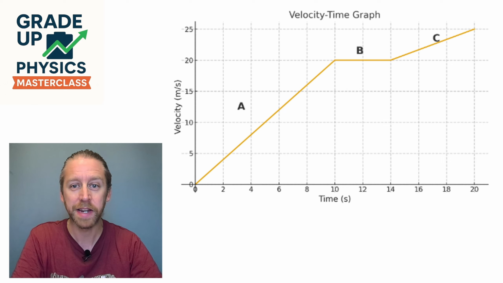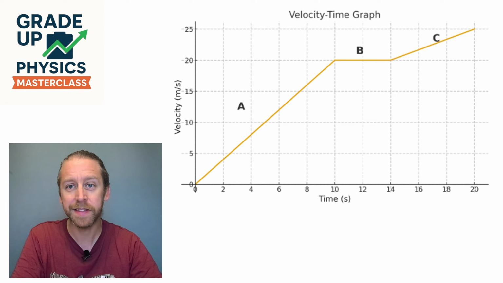Now we'll break our graph down into three sections. If you have a look at region A, we can see that time is elapsing as velocity is increasing. Now this means that our object is accelerating. Now because we've got a straight line, this means that acceleration is constant. Now region B, you can see velocity isn't changing. So this is an object moving at a constant velocity of 20 meters per second.